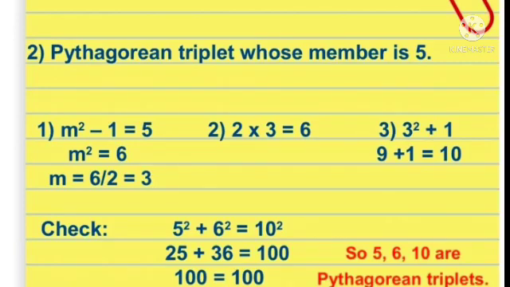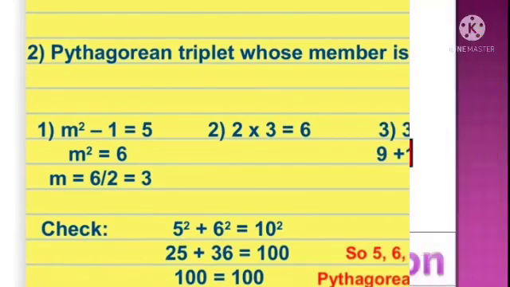Substituting all the values, we have to check 5 square plus 6 square is equal to 10 square. So 25 plus 36 is equal to 100. So left hand side is equal to right hand side, that is 100 is equal to 100. So 5, 6, 10 are Pythagorean triplets.